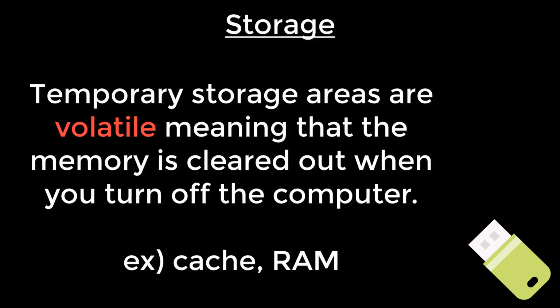Temporary storage areas are volatile, meaning that the memory is cleared out when you turn off the computer. They need to have a steady power supply going to them in order to retain the memory. Both the cache and RAM are temporary storage areas on the computer.